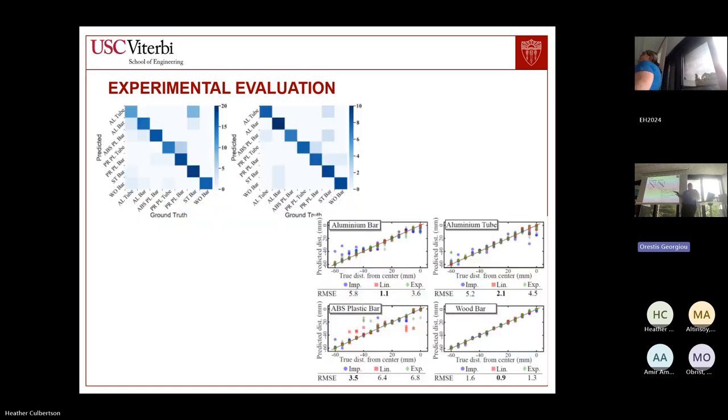Here are the results, where we can see the confusion matrix of which material property it is. We have very high accuracy. And this is where we're able to determine the location of the contact as well. We only have an error of a couple of millimeters in determining the contact location on the different objects. Ideally, it would be perfectly along the diagonal.